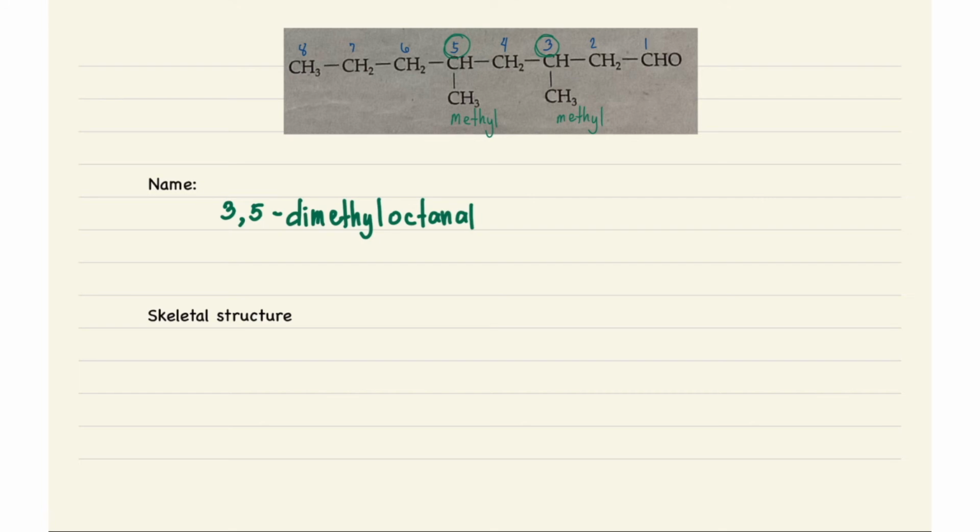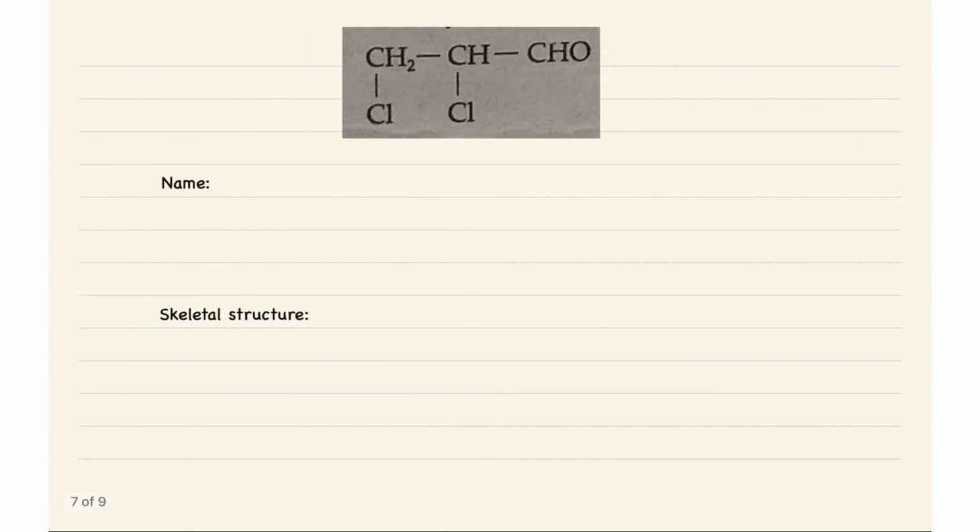Next is, let's draw its skeletal structure. So always remember, every edge is counted as 1 carbon atom. So we have here 1, 2, 3, 4, 5, 6, 7, 8. Then after that, lalagay natin sa dulo yung ating functional group. The next is yung locations ng ating alkyl group. 1, 2, 3, 4, 5. So this is the skeletal structure. The next is we have this one.